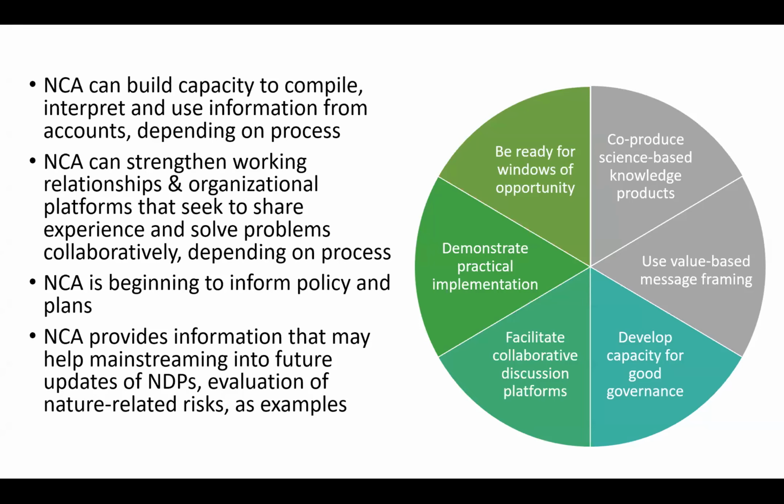The next 4 ingredients I'm just going to deal with more briefly. Natural capital accounting can build capacity to both compile but also interpret and use information, depending on the process that's led. Natural capital accounting can also speak to the 4th key ingredient: it can strengthen working relationships and organizational frameworks. We've got lots of examples of that, but depending on the process. And natural capital accounting is beginning to inform policy and plans, and it can also help to mainstream being ready for future updates of, for instance, the National Development Plan or evaluation of nature-related risks. We use a lot of the same information to do those sorts of assessments for business or the finance sector, but it does depend on process.